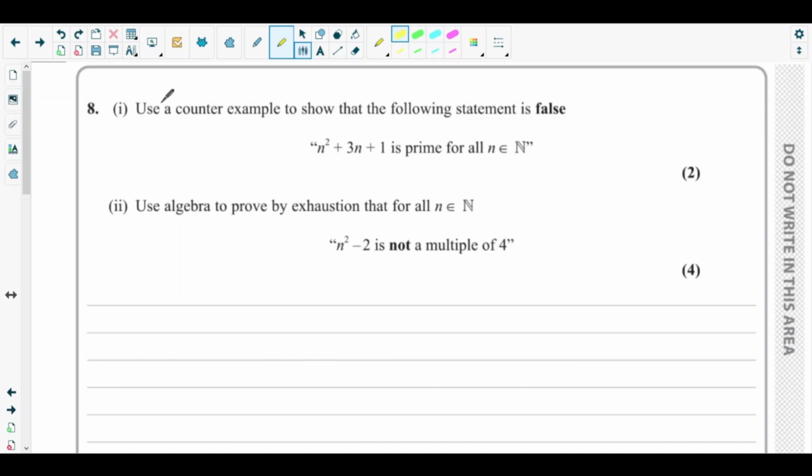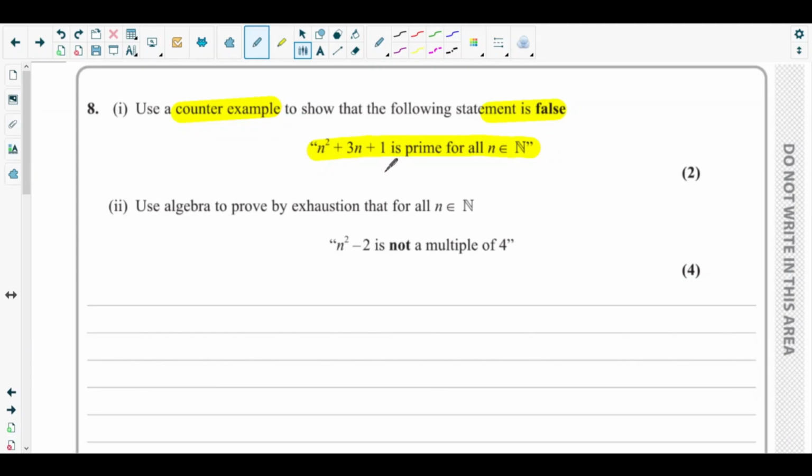Part 1 asks to use a counterexample to show that the following statement is false. The statement is: n squared plus 3n plus 1 is prime for all n element of natural numbers. So what are natural numbers? Natural numbers are basically 1, 2, 3, 4, 5. All the positive integers are natural numbers, except 0. 0 is not a natural number. So we need to disprove this statement.